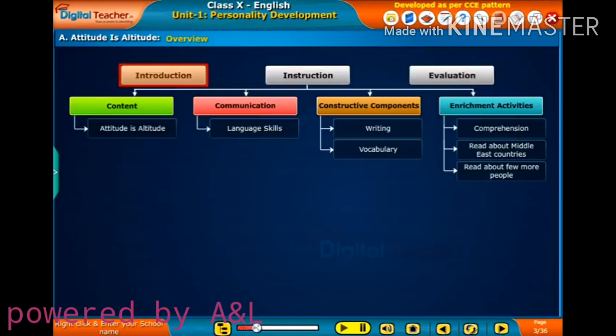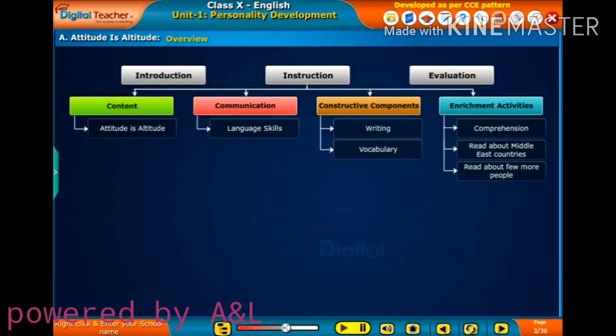The Introduction section is meant to motivate the student to learn the lesson. The Instruction section divides the contents of the lesson into 4 subsections. They are Content, Communication, Constructive Components, and Enrichment Activities. The lesson is covered under Content.